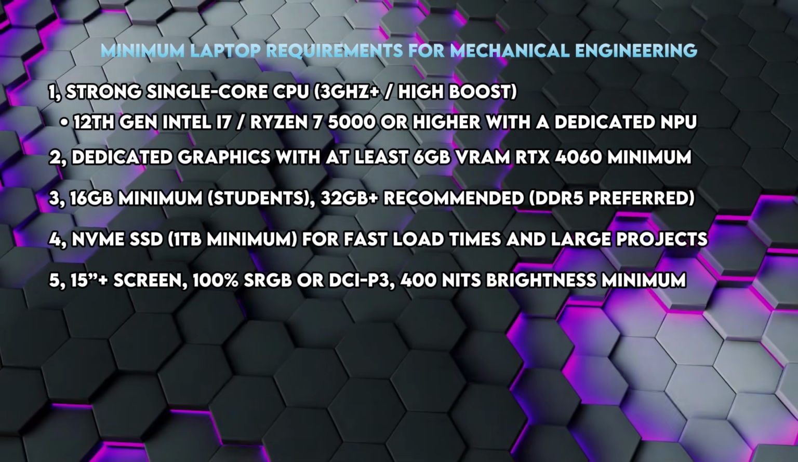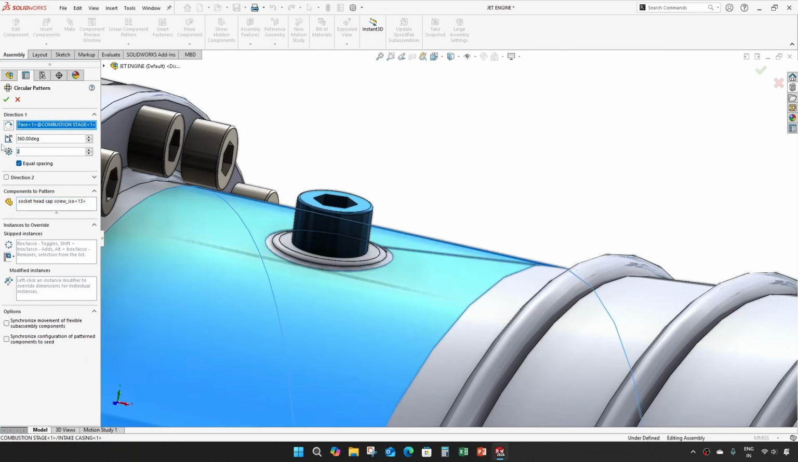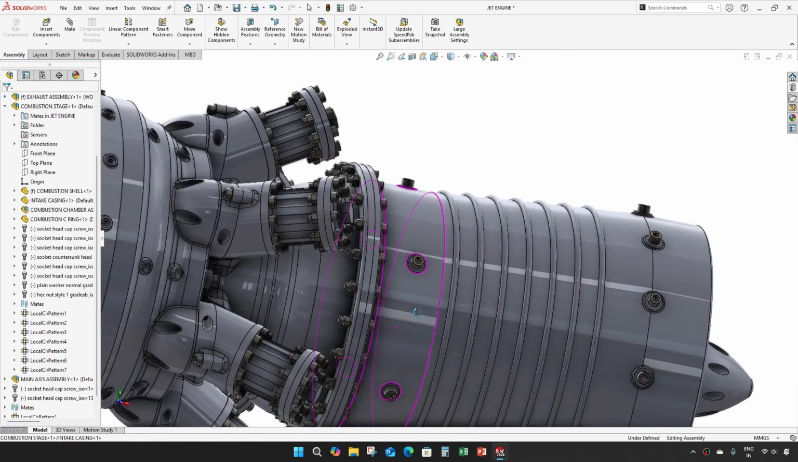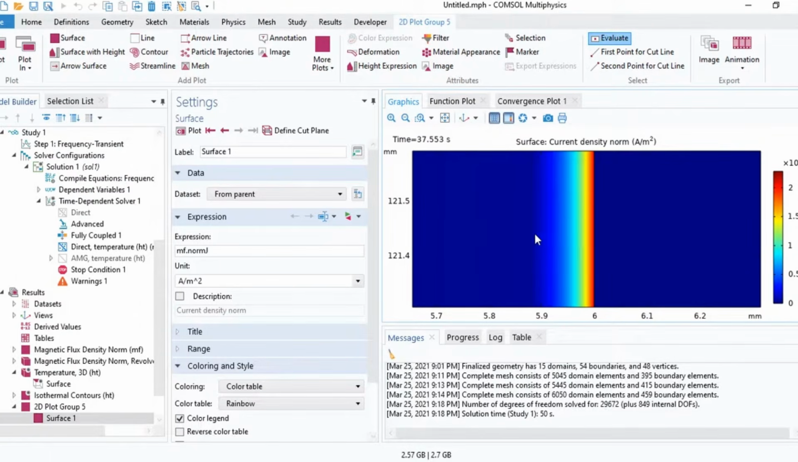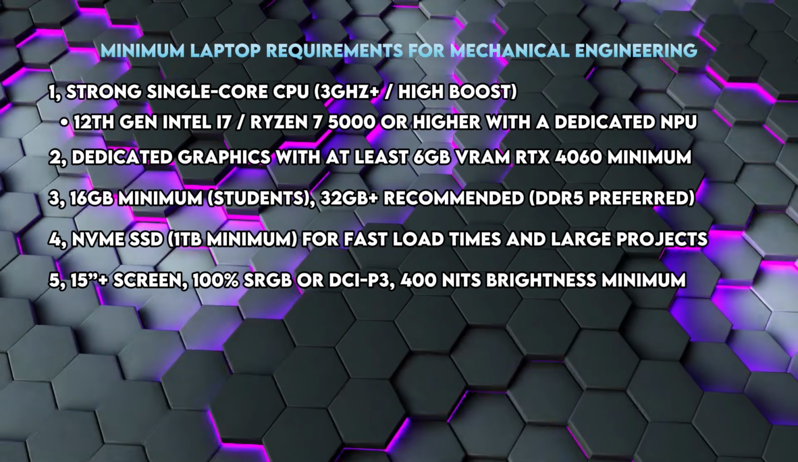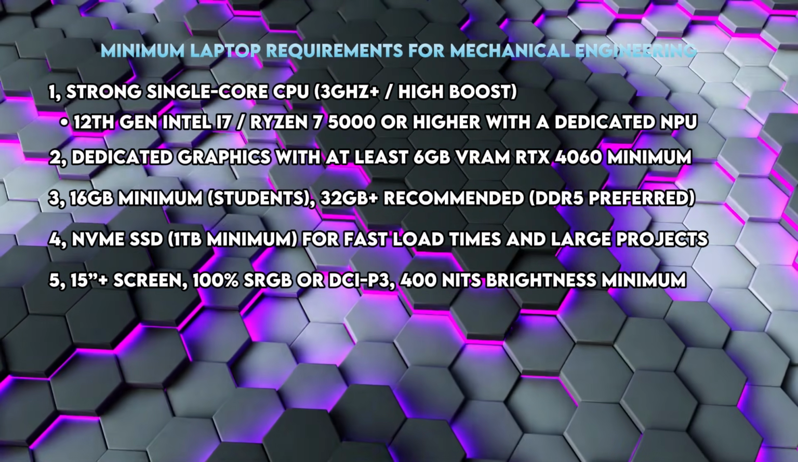For the display, go for at least a 15-inch color-accurate panel. As an engineer, you're not just viewing simple lines, you're analyzing stress maps, simulations, and realistic renders. A display with 100% sRGB or high DCI P3 coverage ensures that what you see on screen accurately reflects the final output. You also have to make sure it has a good brightness for outdoor use. Make sure the laptop has a minimum 400 nits of brightness.